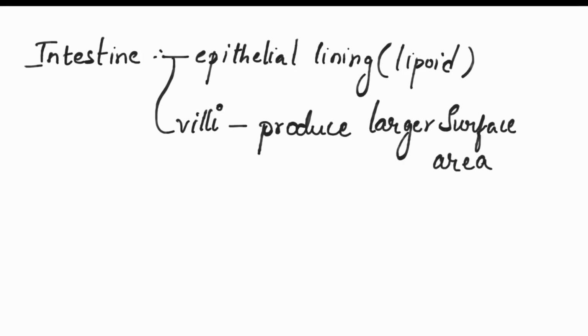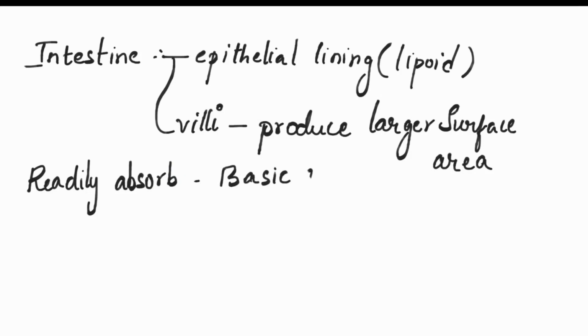The drugs which are readily absorbed in the intestine are basic drugs. Just remember this: acidic drugs are readily absorbed in the stomach and basic drugs are readily absorbed in the intestine. Examples of basic drugs include morphine, and quinine against malaria.